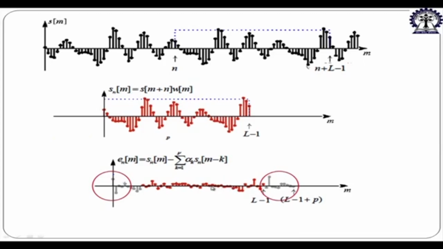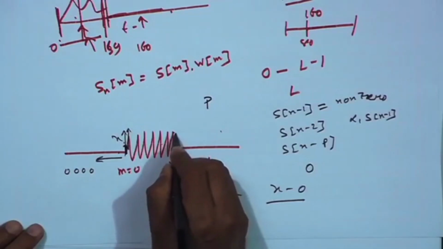Again, when I want to exit the window, I have L minus 1 samples, but I have a pth order predictor. So, from the last sample, if I take the last sample, this one is the last sample.